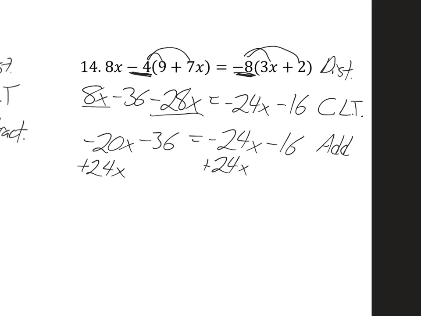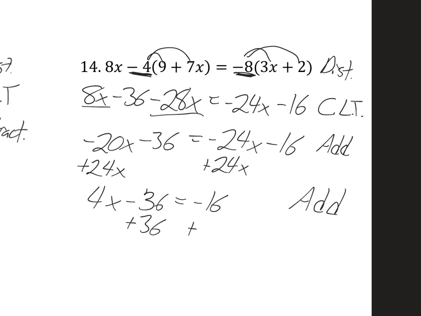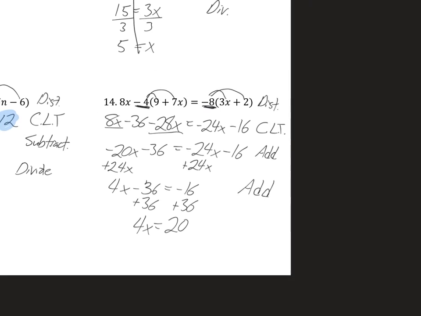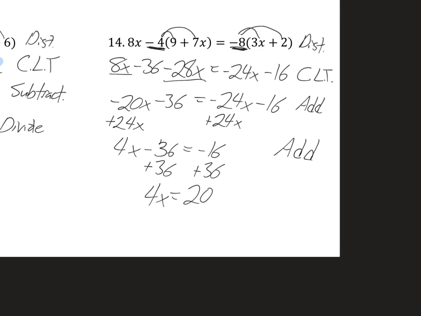Why was I allowed to do that? I was allowed to do that because I wanted to just move that 24x over. So we're going to have 4x minus 36 equals negative 16. We're going to add again that 36 to both sides. So we're going to have 4x equals 20. And then the last part, divide by 4, x equals 5.